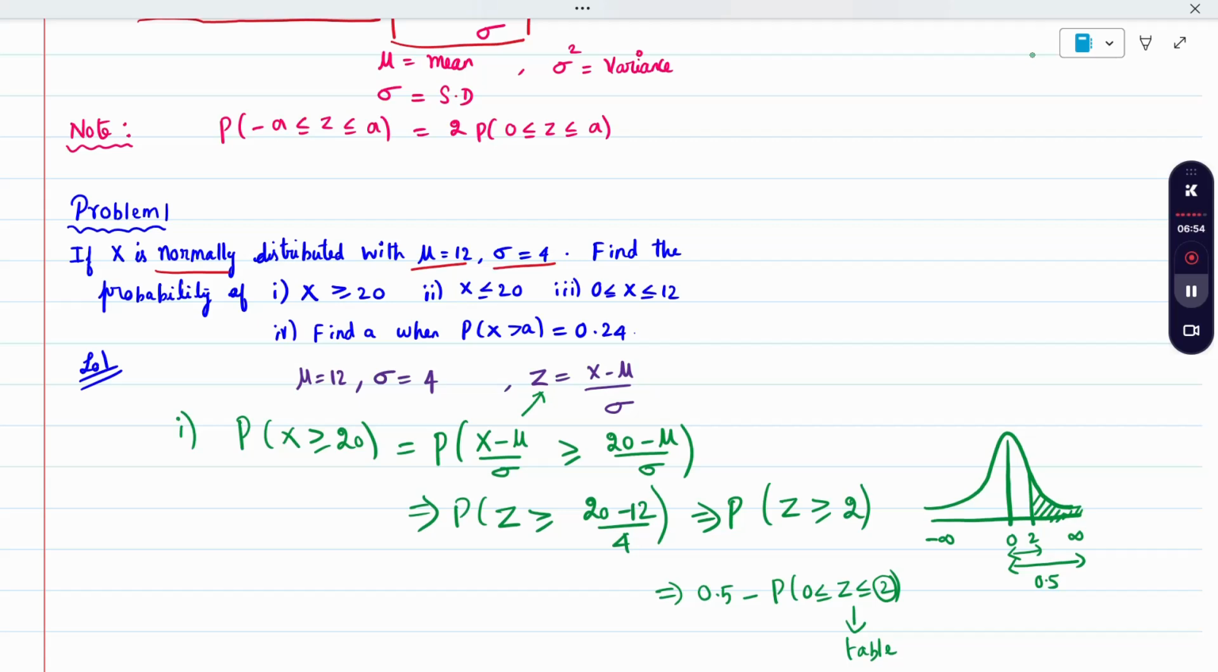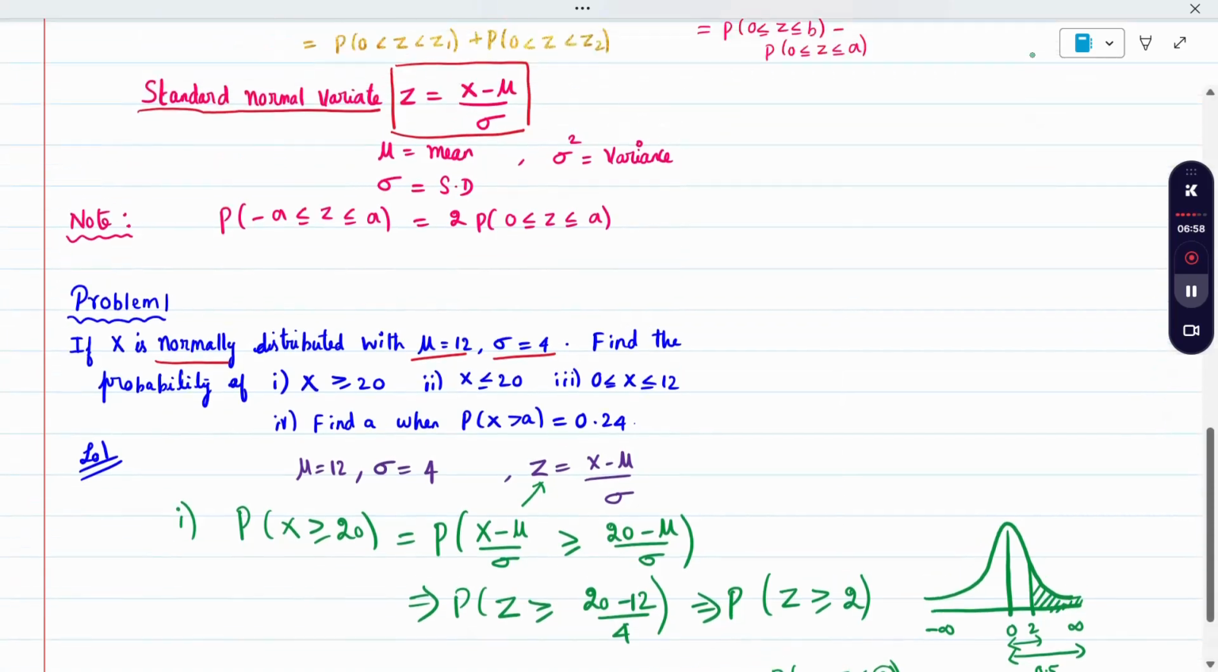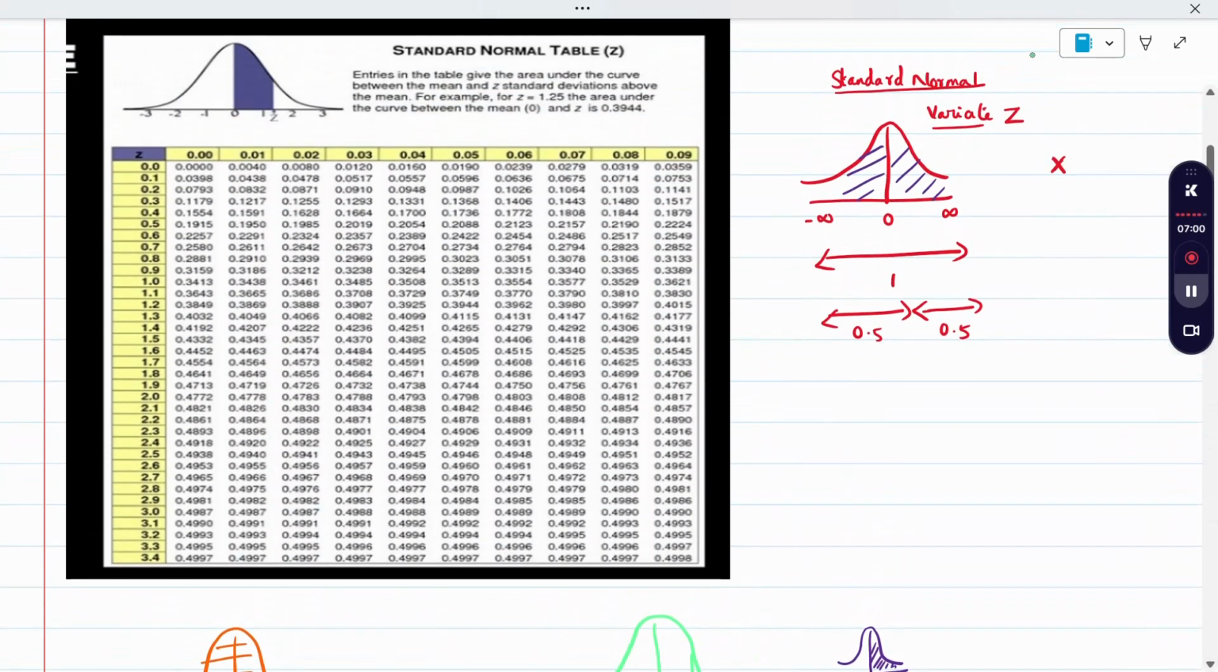So how do we find the table value? I'll show you the table value, we'll check it once. So this is our table value. Under 2, this is our 2. Green color is 2. Under 2, at 0.00, that value only we have to see. 0.4772 is our table value.